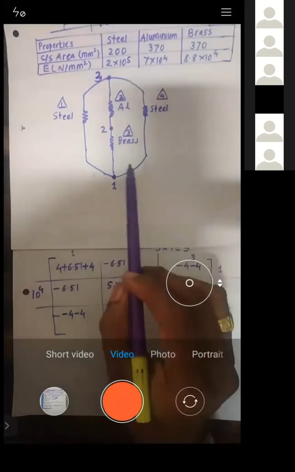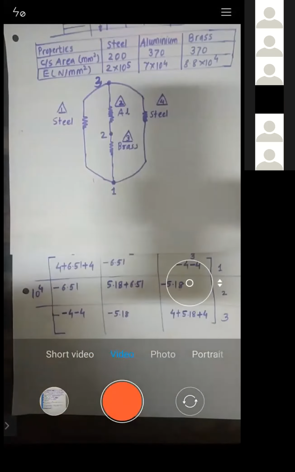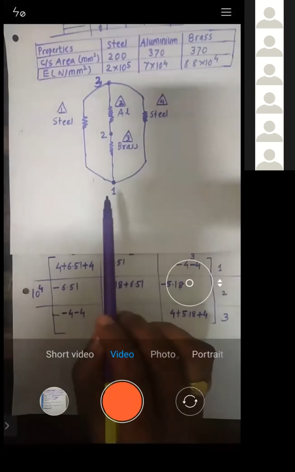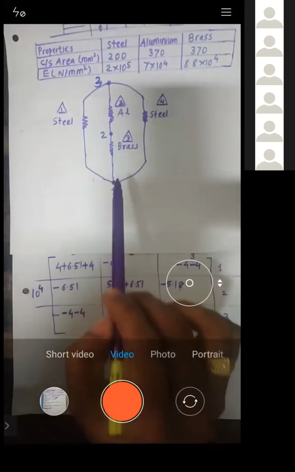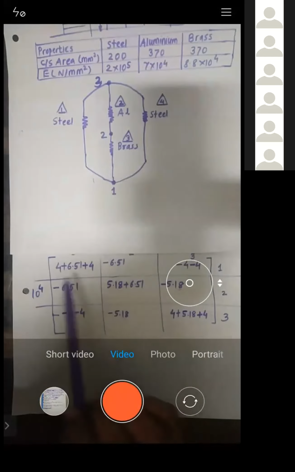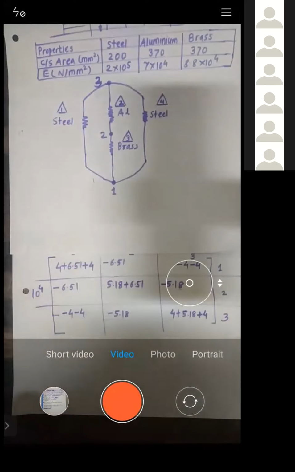Now see, talk about node number 1. At node number 1, how many elements are connected? Three elements are connected: 1, 2 and 4. These 3 elements are connected, steel, brass, and steel. So if you see the location 1 1, you are getting 3 terms. These 3 terms are for 3 elements. This is for the first element, this is for the second element, and this is for the third element. Getting or not? Yes, sir.